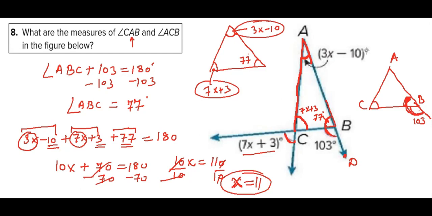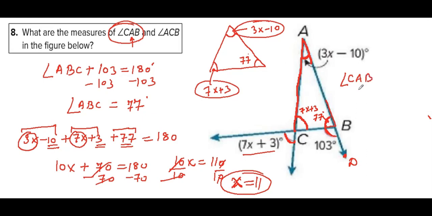So this is the whole thing we are doing for finding out the value of x. Now easily we can find out what they're asking for. They said find out CAB. CAB means A is coming in the center, so they're talking about angle A, which is 3x minus 10. Substitute the value of x. 3 times 11 minus 10. 33 minus 10 is 23. So I got my first angle.